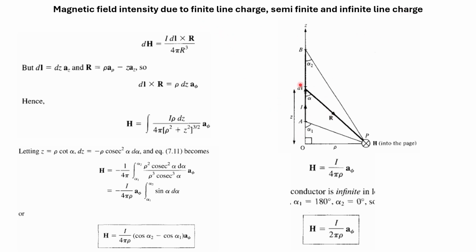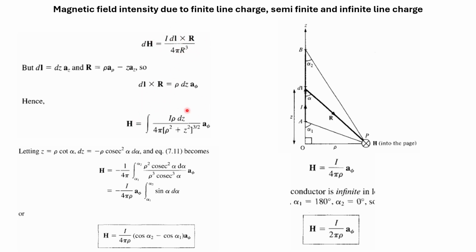So here is the current carrying wire, suppose A and B. This is finite. For the time being we are considering finite, and then we will extend it to infinite. The current carried is I. You have to find the magnetic field intensity at this point P. So how will you find it? First, Biot-Savart's law, that is dl cross R divided by 4 pi R cube. So first we'll find dl, then R, and then R cube, and then put the values.